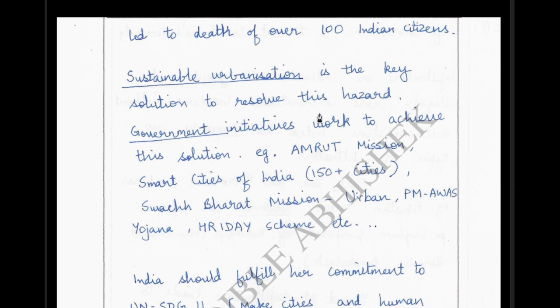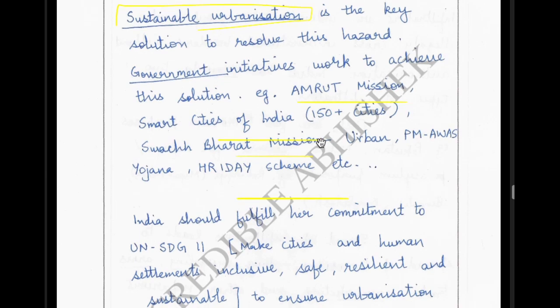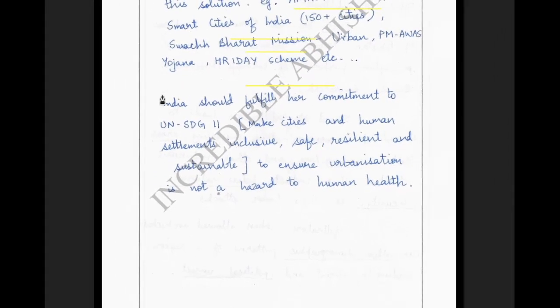Sustainable urbanization is the key solution to resolve this hazard. He could have boxed this word key, but yeah, it's okay. So sustainable urbanization is the keyword which this guy has dropped. Government initiatives work hard like Amrut, smart cities. You don't write this in bullet points, you don't write it in a hub and spoke, you write it just like this in a paragraph.